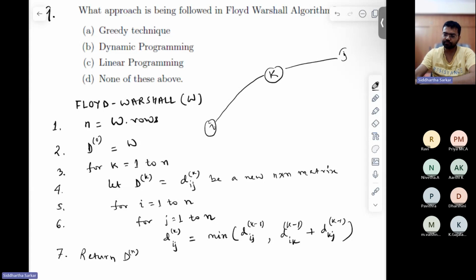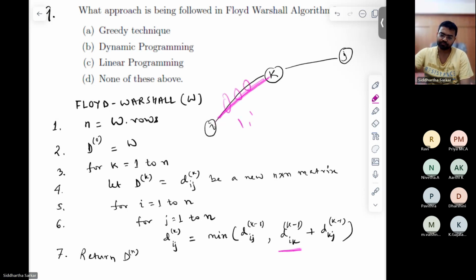In that case, what will happen? First you check, using vertices from 1 to k minus 1, at what cost you can go to k. So you go from i to k first, using vertices from 1 to k minus 1 only in between. And then you move from k to j, again using vertices from 1 to k minus 1 only. So these terms mean that. So this is one cost.